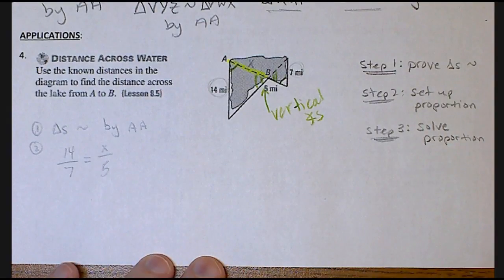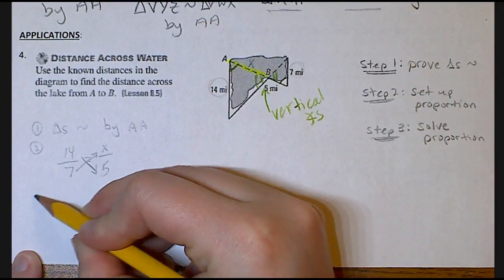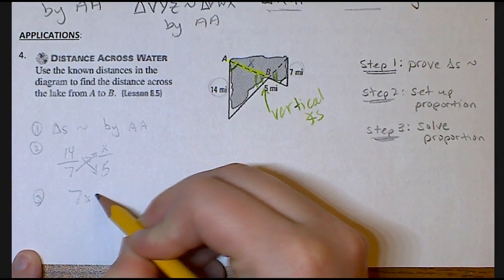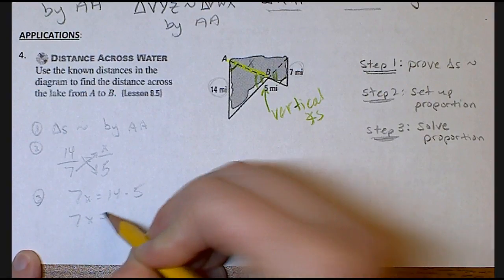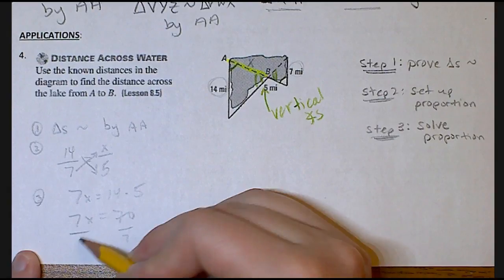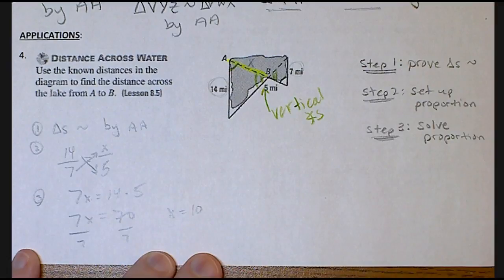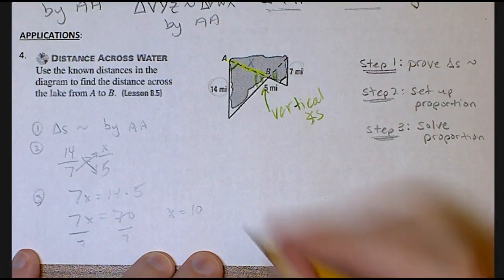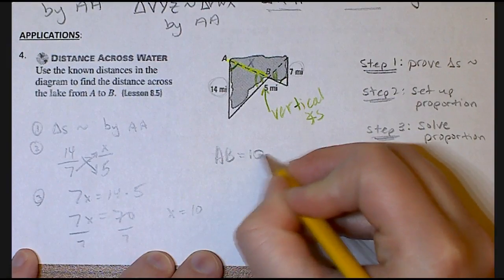And then step 3 is we're going to solve. So now I have 7x equals 14 times 5. 7x equals 70. Divide both sides by 7. X must be 10. So the distance across this lake must be 10 miles. AB equals 10 miles.